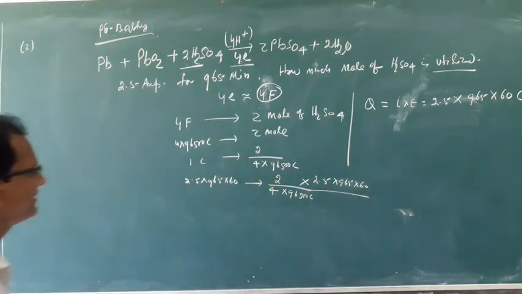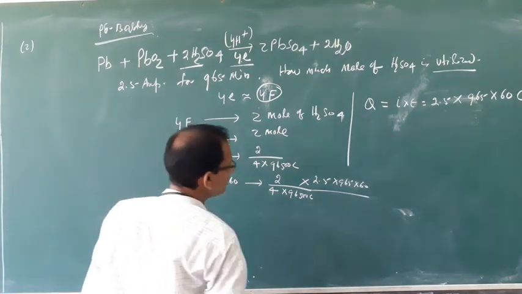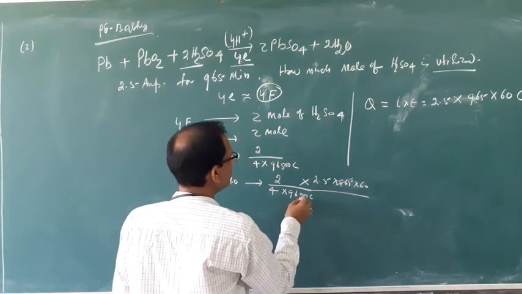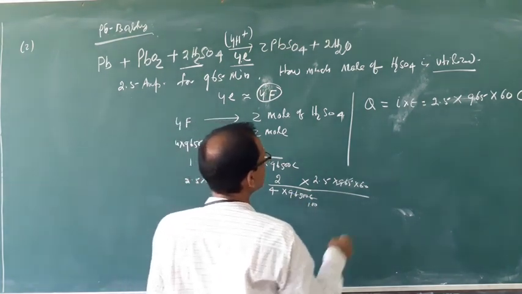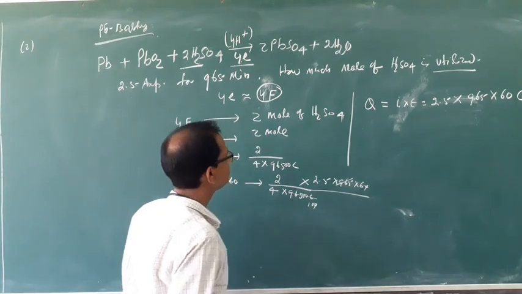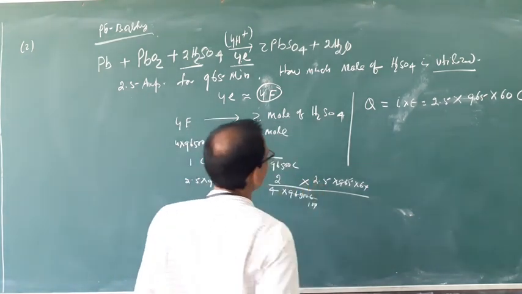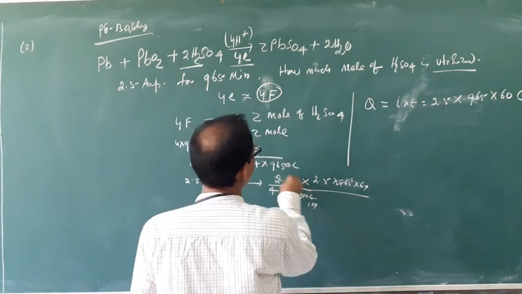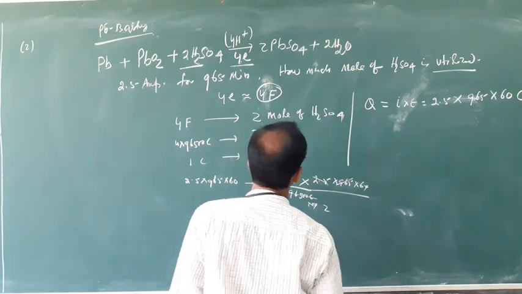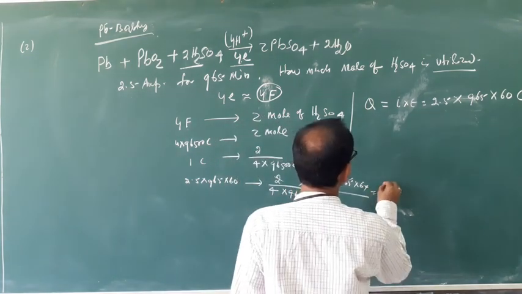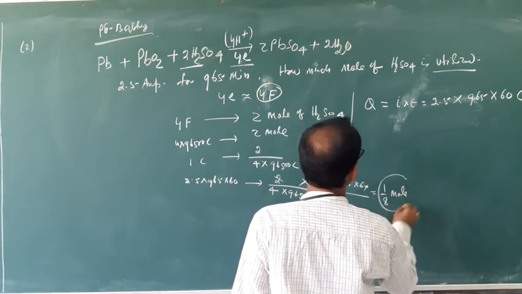If you solve it, your answer will be how much? Very easy to calculate also. Here 965 becomes 100, then here 0 cancelled. Like this, it becomes 5 and 10, 5, 2. That means 1 by 8. Result is 1 by 8 mole. Answer is 1 by 8 mole.